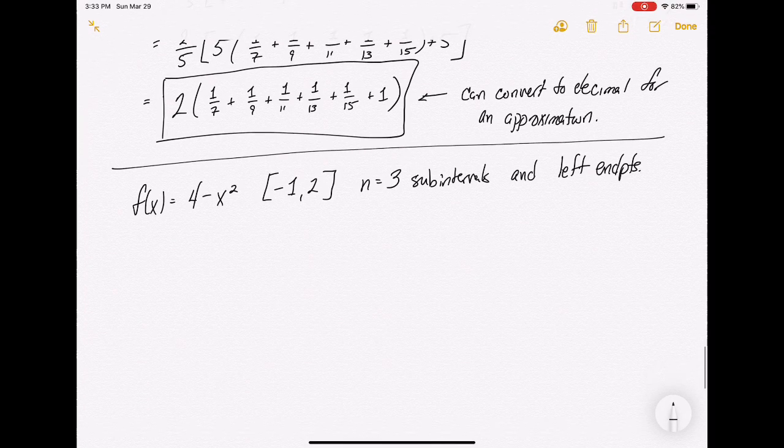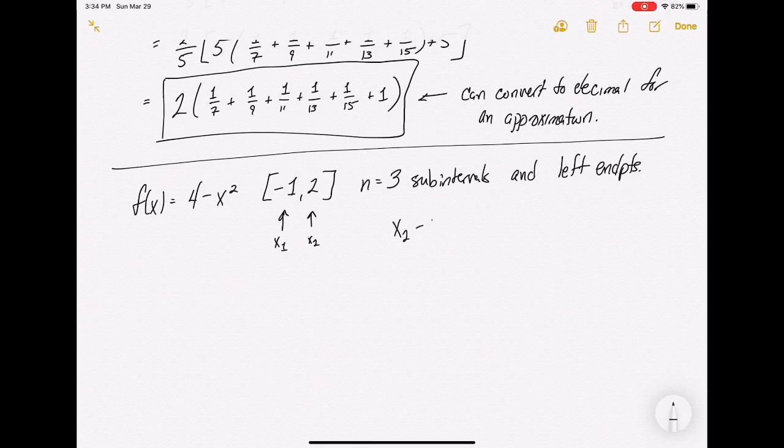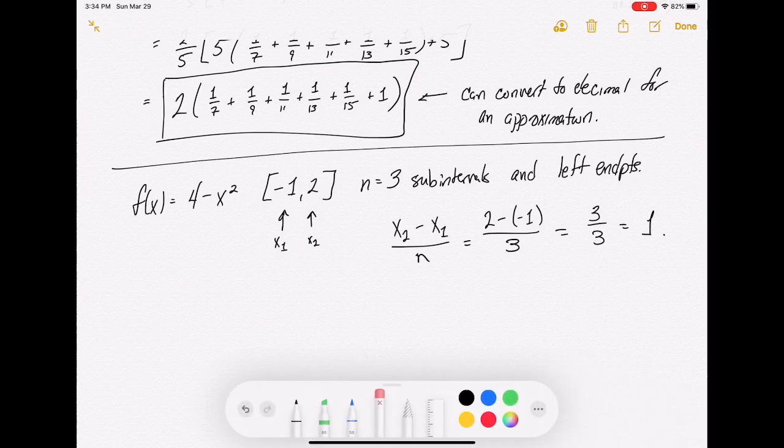So let's identify, as always, this is x1 and this is x2. My 1 looks a little bit like a 2, so I'm going to switch that around. So then this lovely x2 minus x1 divided by n looks like 2 minus -1 divided by 3. Looks like 3 divided by 3 equals 1. Perfect. So that makes our life really easy, actually. The fact that this ratio is 1 means we can sleep easy.